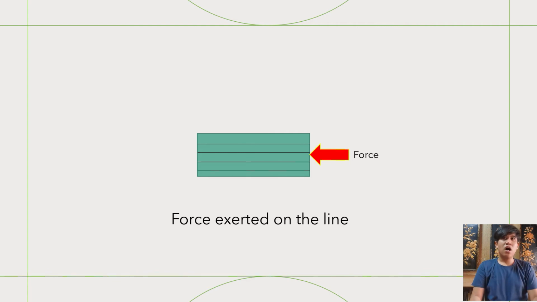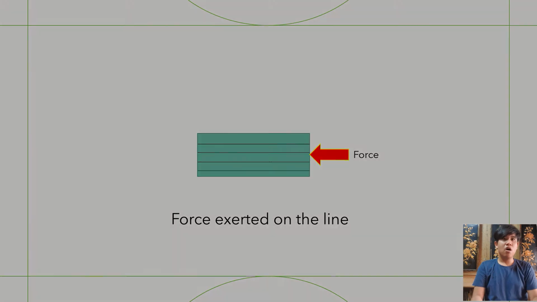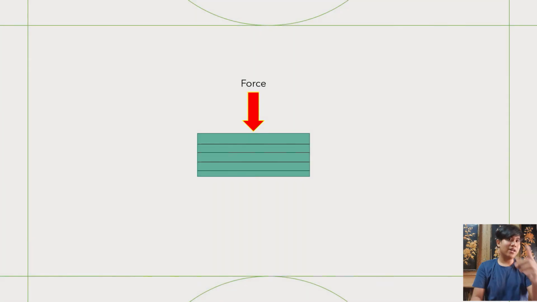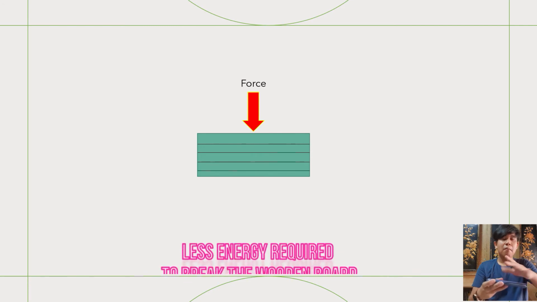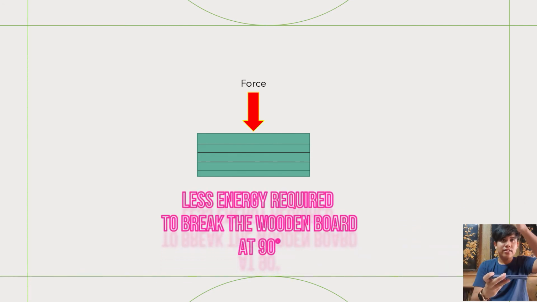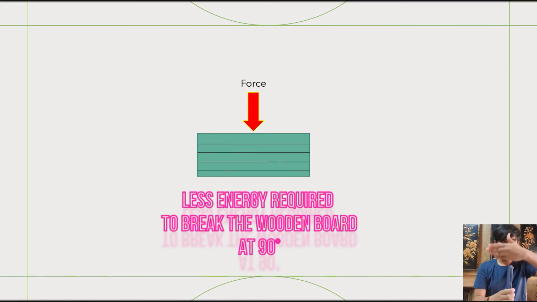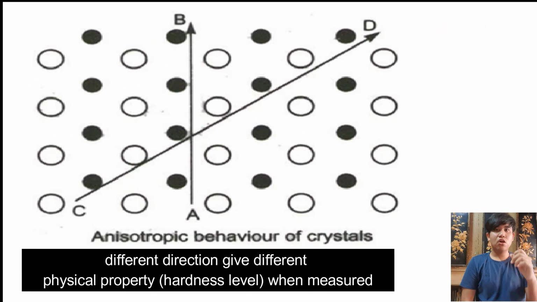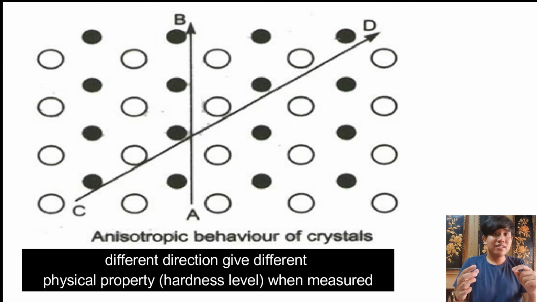What do you think will require less energy to break the board? The answer is perpendicularly, because the lines and the force are at 90 degrees. That is why it needs less force compared to the other way. Different orientation causes a different amount of force required, a different level of hardness. When hit in a different direction, it will produce a different hardness level. That's why it is anisotropic.